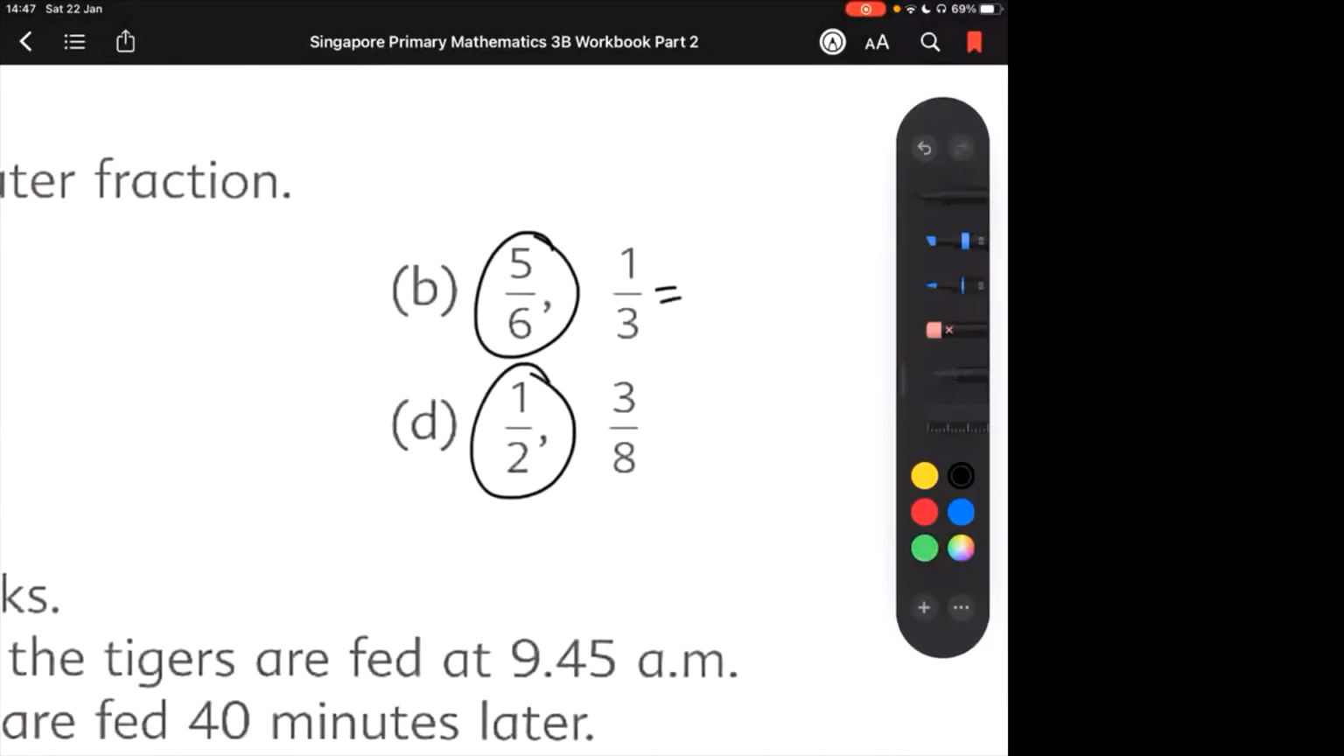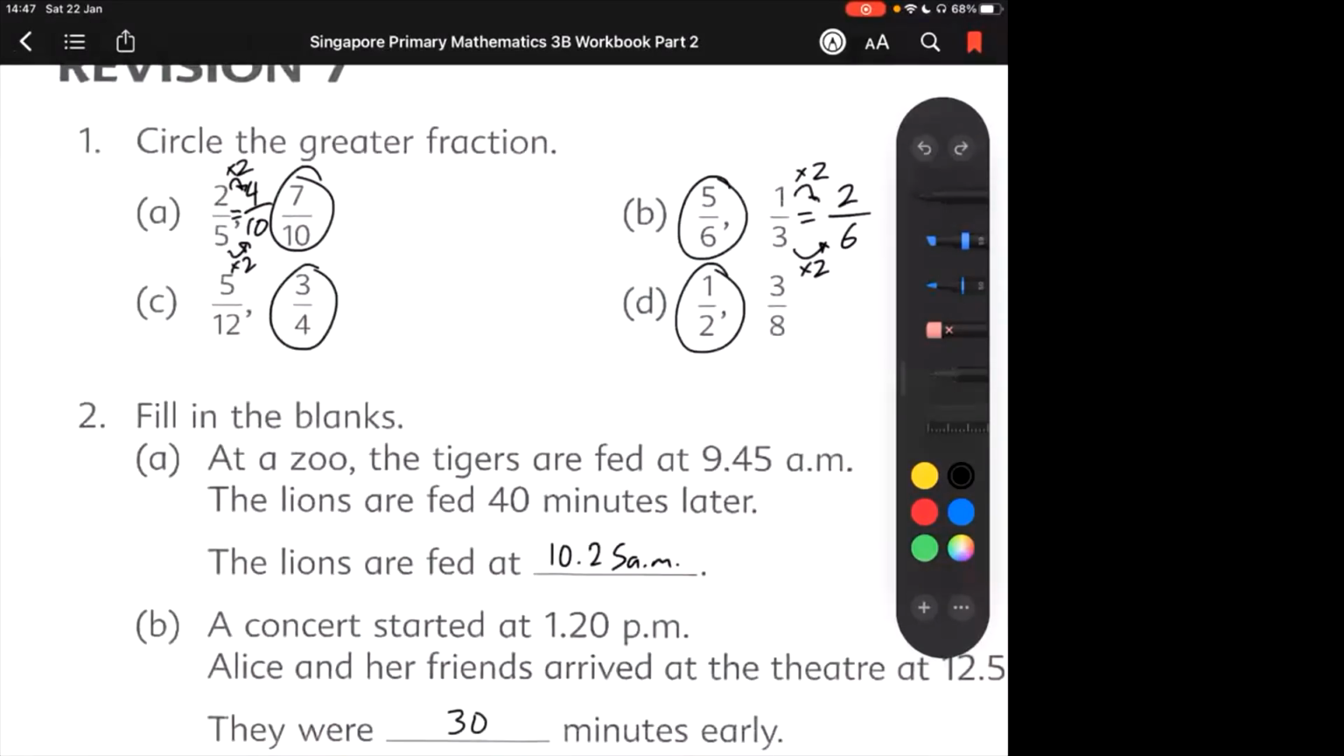This one, same thing, we convert the denominators. We convert the entire fraction by multiplying both sides by 2. So we have 2 out of 6, and we look at 5 and we look at 2 and we decide 5 is bigger, so our answer is 5 out of 6.